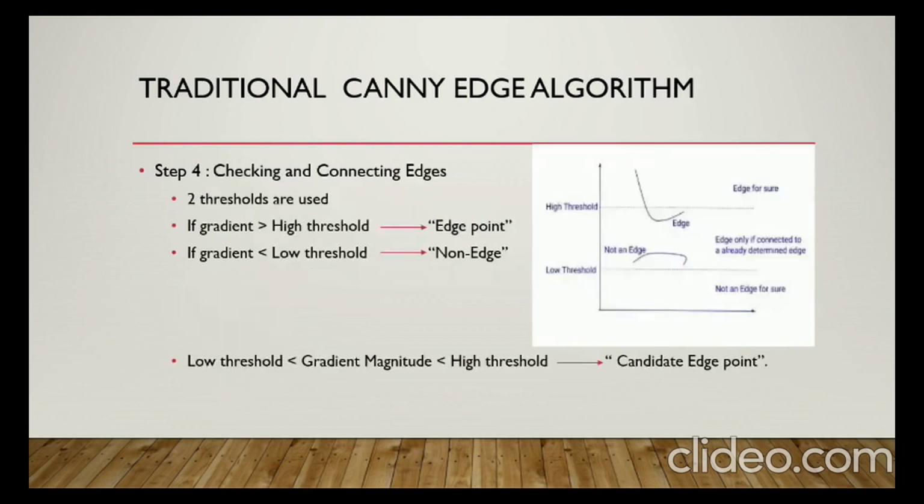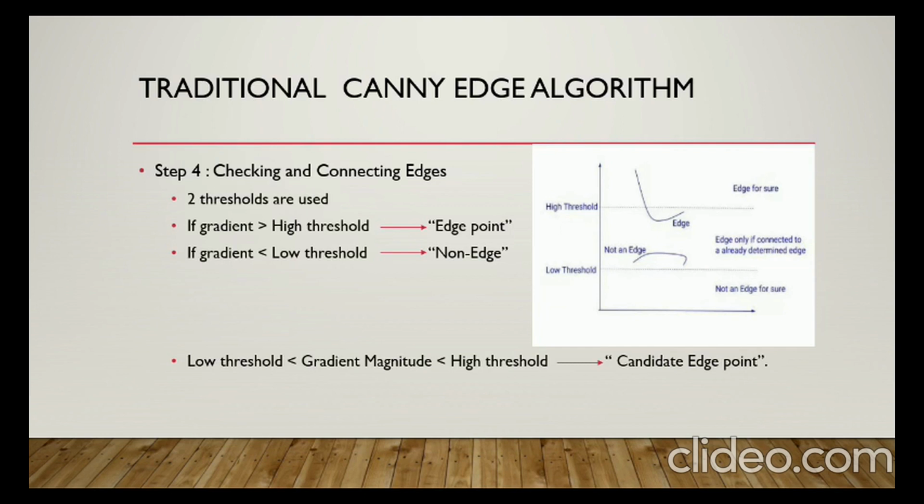The fourth step is checking and connecting edges. That means we check the edges and also connect the edges. In this step, we use 2 threshold values, a high threshold value and a low threshold value. If the gradient magnitude is greater than the high threshold value, we mark that point as an edge point. If the gradient magnitude is less than the low threshold value, we mark it as a non-edge point. And in the other case, if the gradient magnitude lies between these 2 threshold values, those points are marked as candidate edge points.